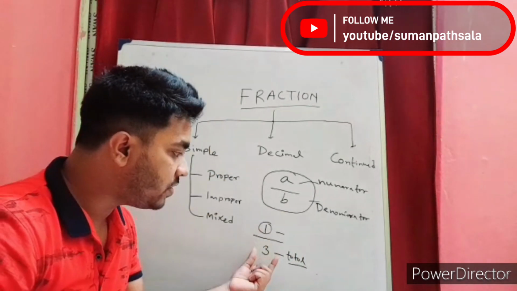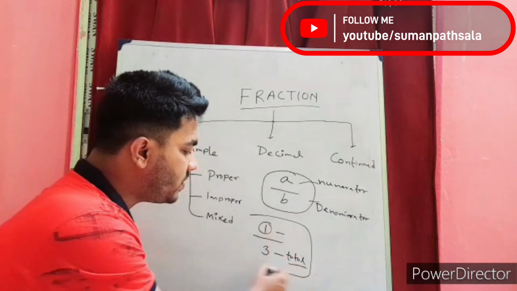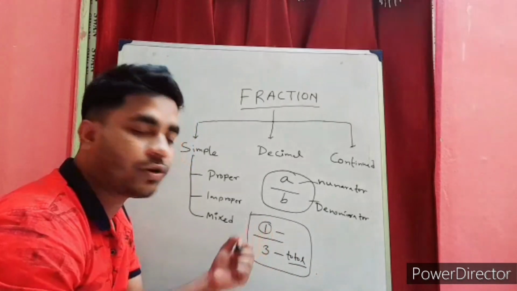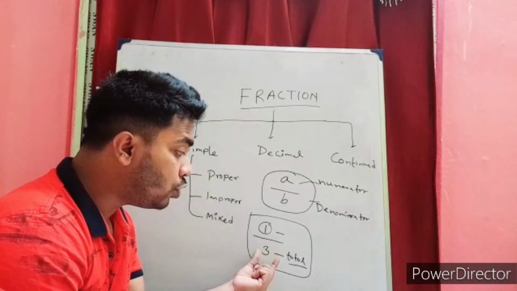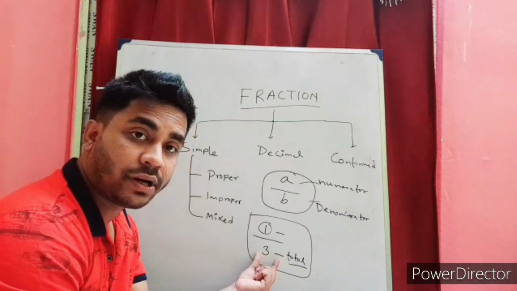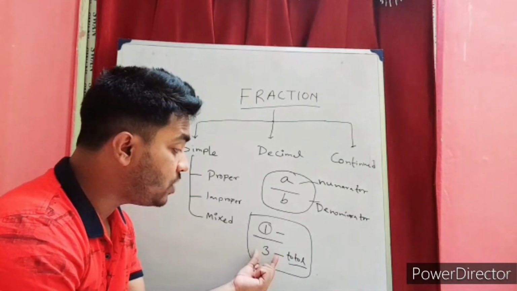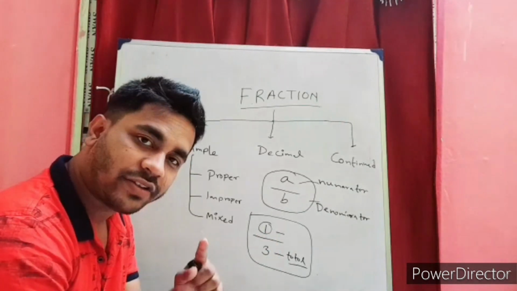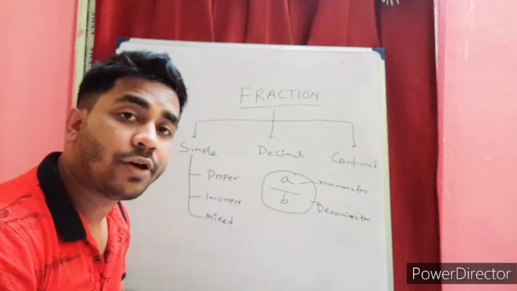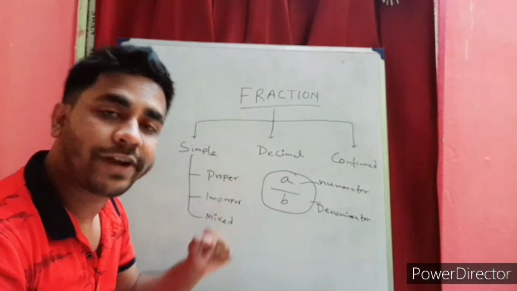So in this expression, the upper portion is called the numerator and the lower portion is the denominator. The denominator is the total number or total value, and that's why the denominator is greater than the numerator. Understand clearly? Now we go to the types of fractions.